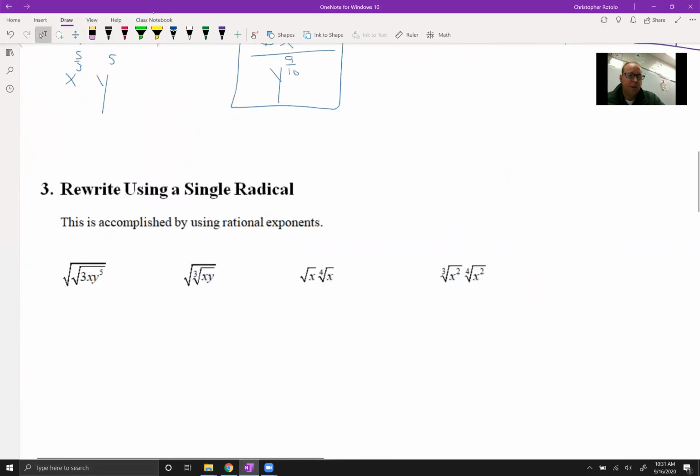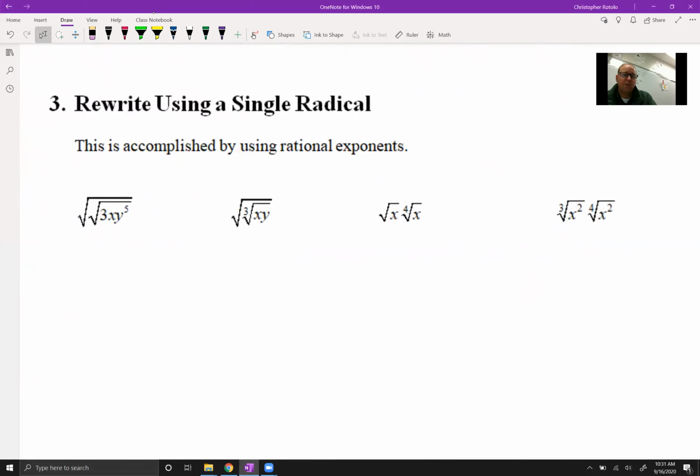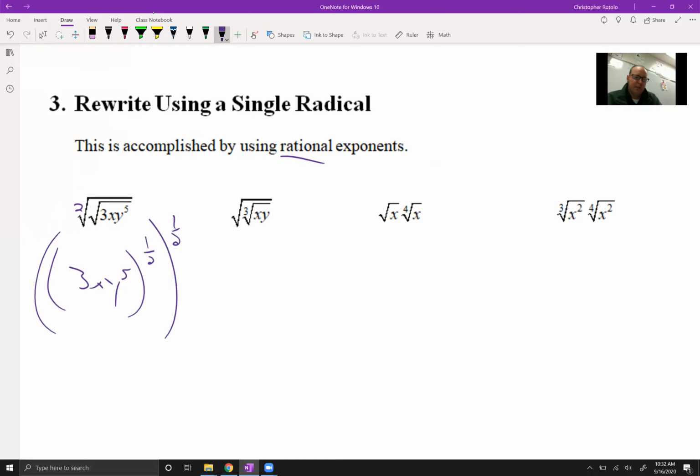All right, we want to rewrite using a single radical. Okay, so notice we're covered by radicals over and over and over again. So what we're going to do is use rational exponents to do this. So the square root is actually what power? 1/2. So I have 3xy to the 5th. So at first we have the square root, and then we have that to the square root. So we'd have it to the 1/2 power and to the 1/2 power.